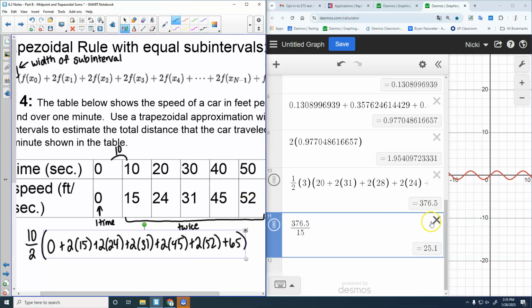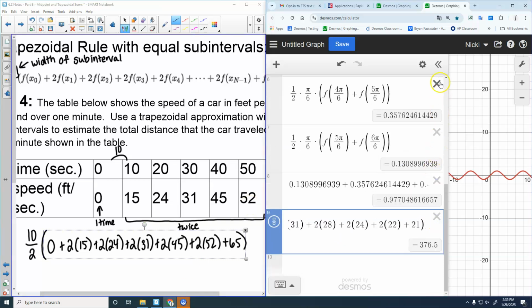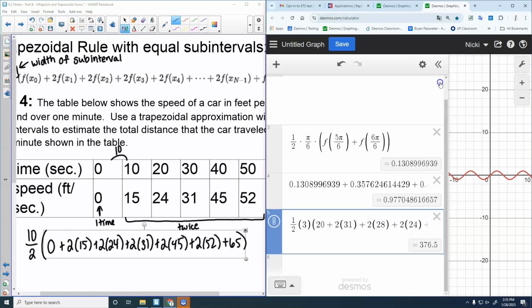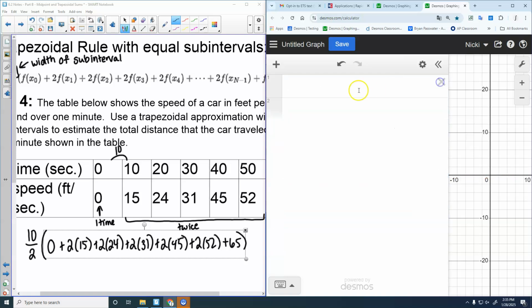So if we type that into our calculator, get rid of this stuff. We got 5 times 2 times 15 plus 2 times 24 plus 2 times 31 plus 2 times 45 plus 2 times 52 plus 65, and I get 1995.